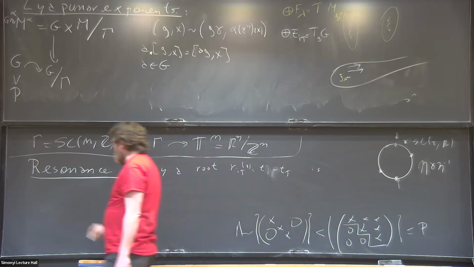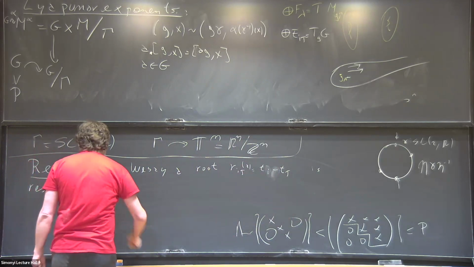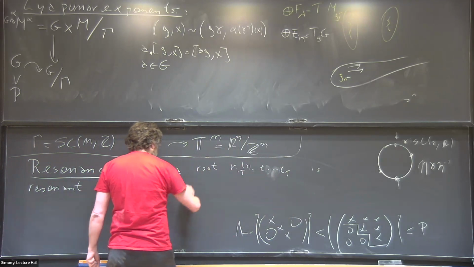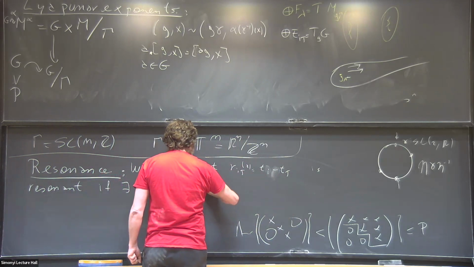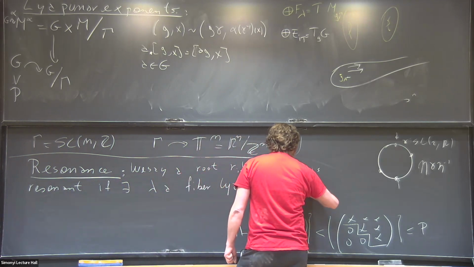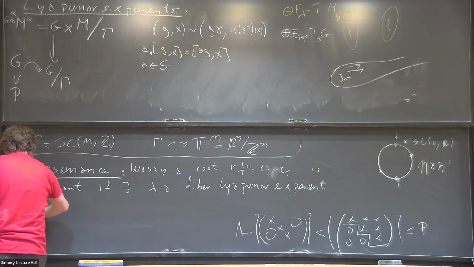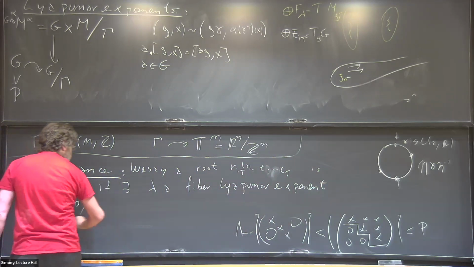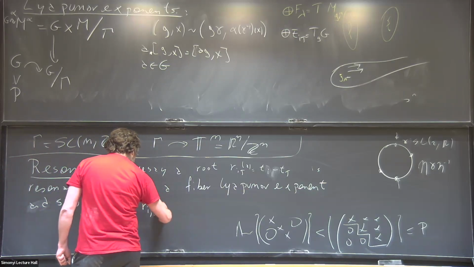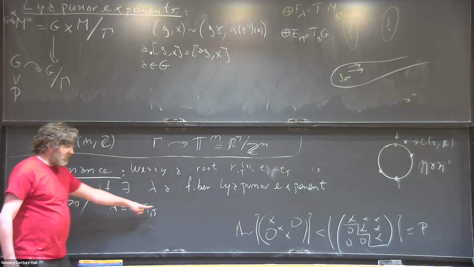Is resonant if there exists a lambda in the fiber component such that S is positive and lambda equals S times one of the guys. It is a positive multiple of one of the Lyapunov exponents.